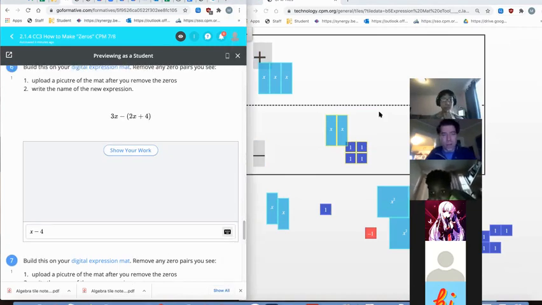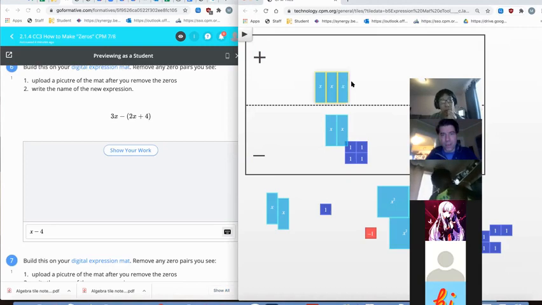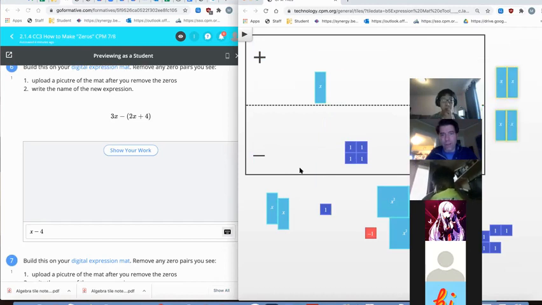And then once I'm here, I can look for 0 pairs. So now I look for 0 pairs. I see a 0 pair here. I see 2 0 pairs, same amount, top and bottom. That's a 0 pair. My answer is this.